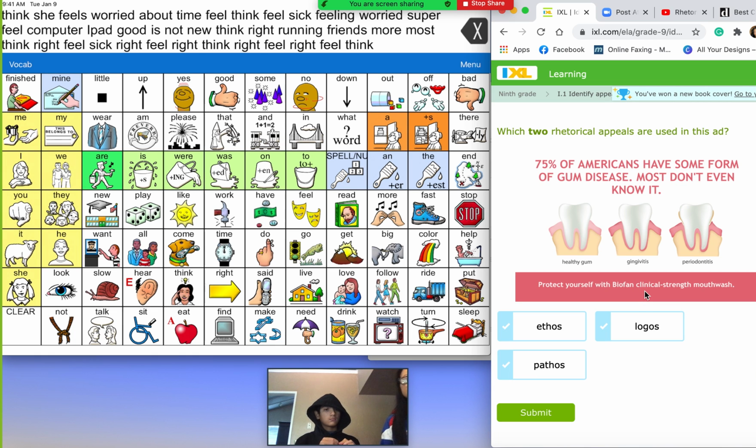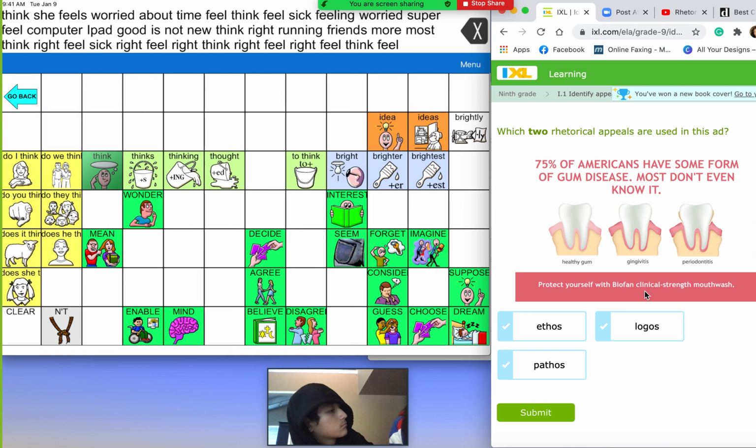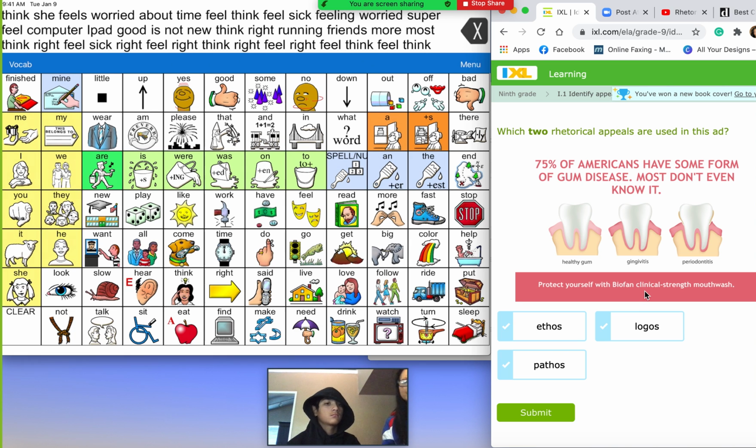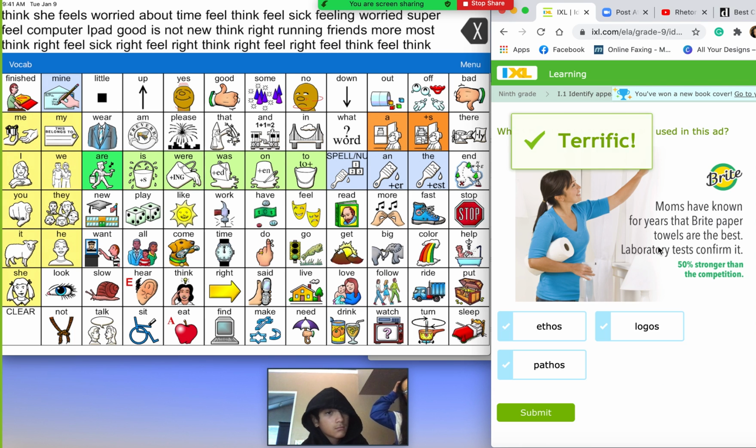Okay. 75% of Americans have some form of gum disease. Most don't even know it. Okay, hang on. Most don't even know it. Protect yourself. Yeah, I think you're right. Feel and think. Okay, so that's going to be what? You're faster than I am. Okay.